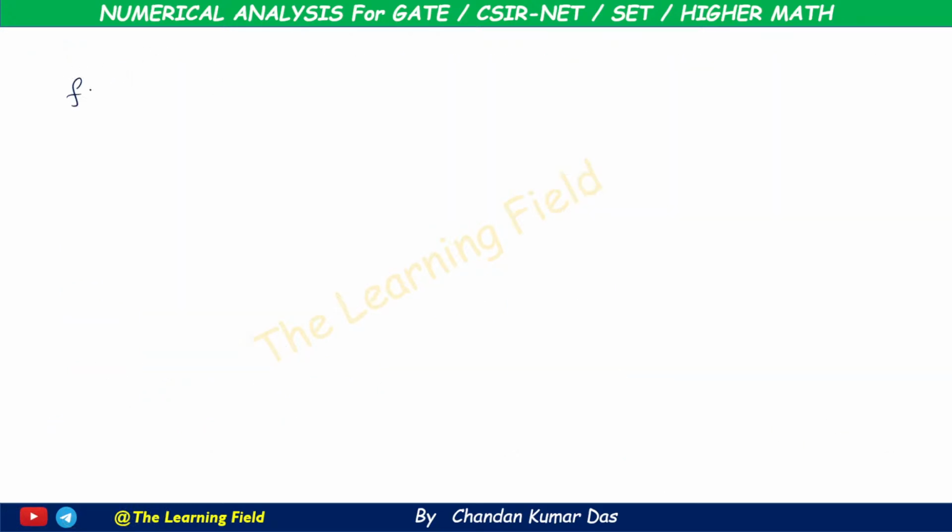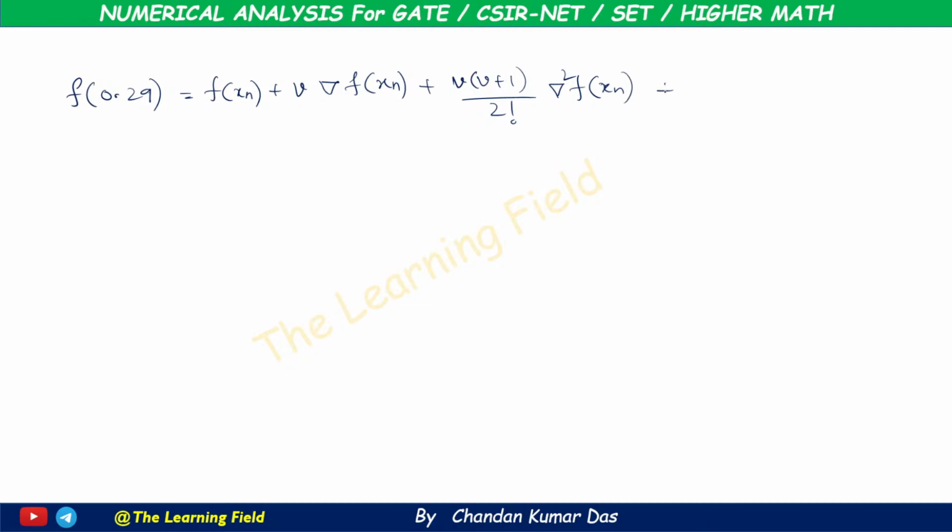So f of 0.29 is equal to f of xn, that is yn, plus v into delta f of xn, plus v into (v plus 1) by 2 factorial delta square f of xn, plus v into (v plus 1) into (v plus 2) by 3 factorial delta cube f of xn. Okay, the remaining terms are 0, that's why we skip the remaining terms.